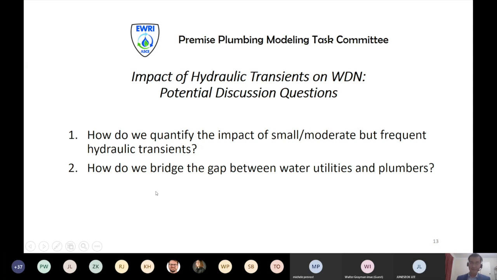Then the other question is, how do we bridge the gap between water utilities and plumbers? So basically, the meter is the boundary. On this side, that's the water distribution system. On that side, that's the plumbing system. And people do not talk to each other. So that's one of the big issues here.